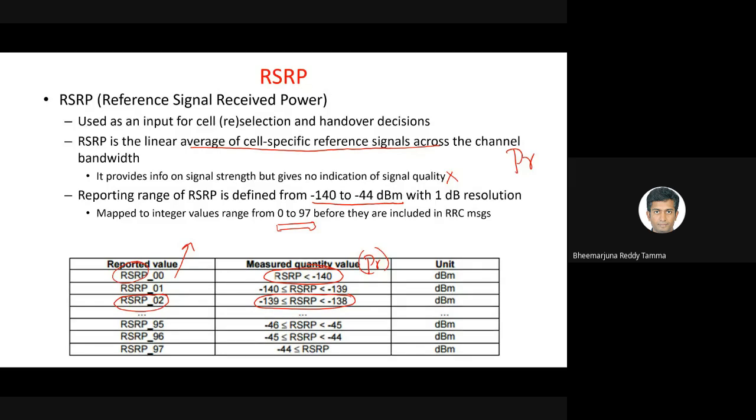RSRP value. Because the user equipment not only measures RSRP of the currently attached base station, it also measures the same value for the neighboring base stations which are operating on the same channel or even on other channels. So finally, we have the RSRP 97, which basically means that we are getting extremely good signal strength from a given base station. In this case, it is greater than -44 dBm. Then you are transmitting RSRP as 97.